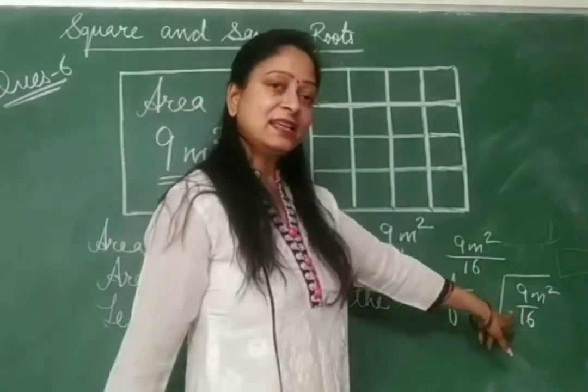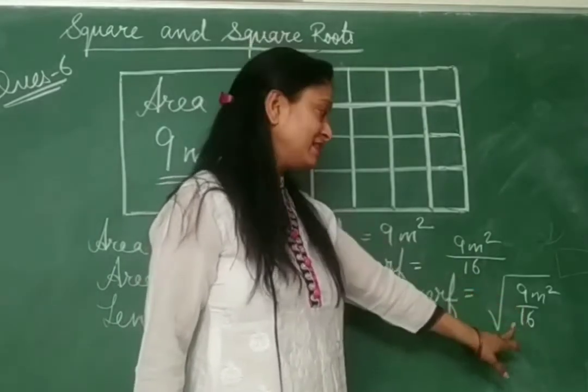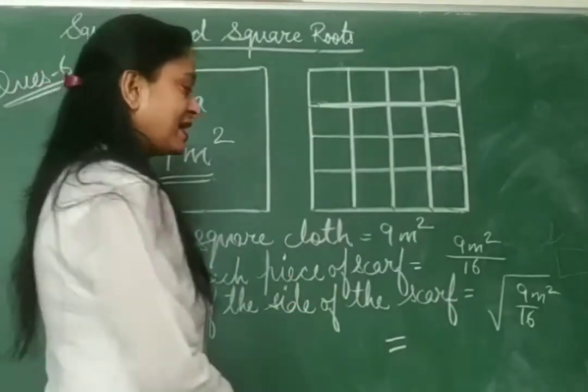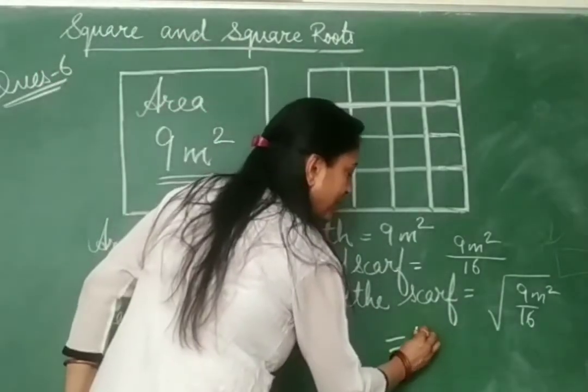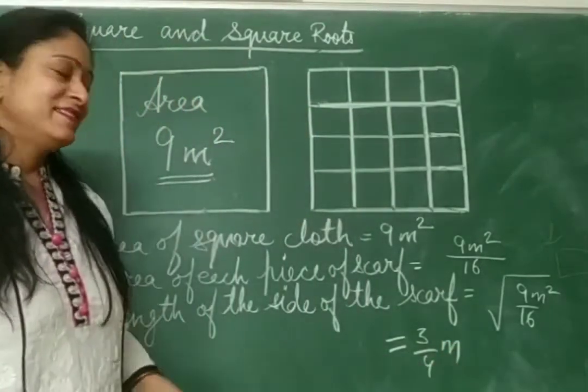अब आप निकाल सकते हैं इसका स्क्वायर रूट. Yes, square root of 9 is 3 and square root of 16 is 4. So the length of the side of each scarf will be 3 by 4 meter. Is it clear to you?